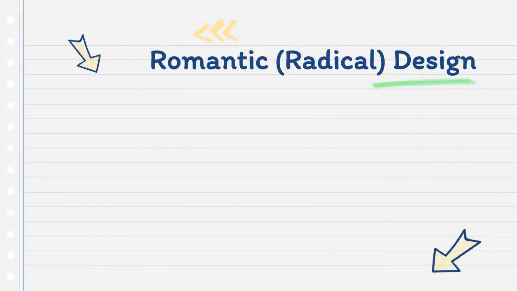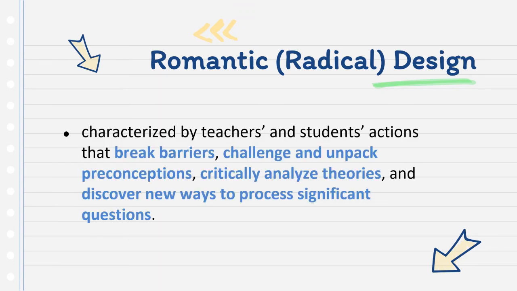Perhaps the biggest difference between the mainstream educators and radicals is that radicals view society as deeply flawed and believe that education indoctrinates students to serve controlling groups. Many radicals view Western intellectual tradition and its standard curricula as imperialistic and oppressive. Curricula with radical design address social and economic inequality and injustice. And radical educators are overtly political. So this leads us to the romantic or radical design, which is characterized by teacher-students' actions that break barriers, challenge and unpack preconceptions, critically analyze theories, and discover new ways to process significant questions.